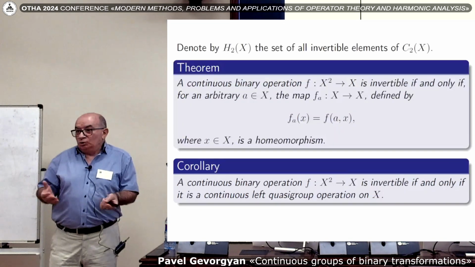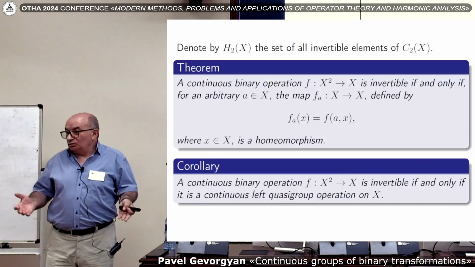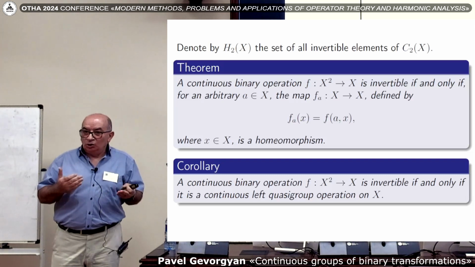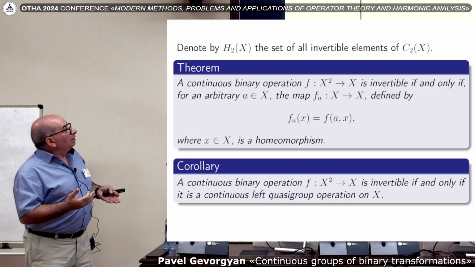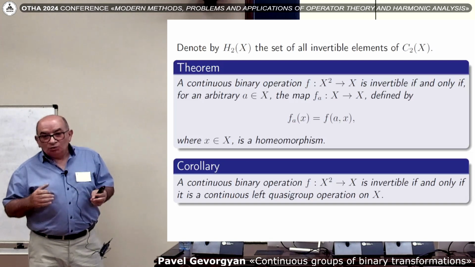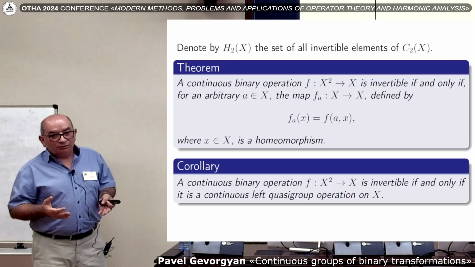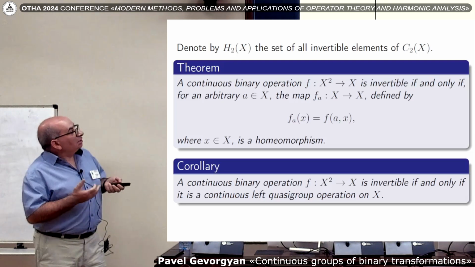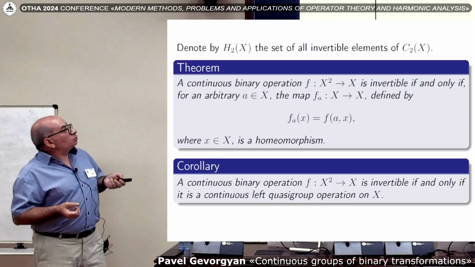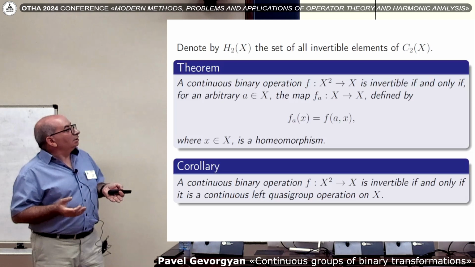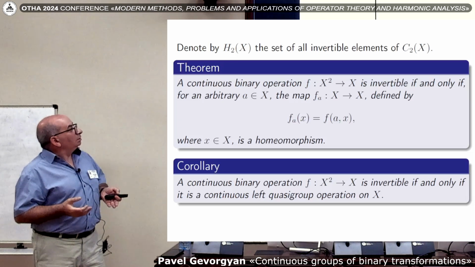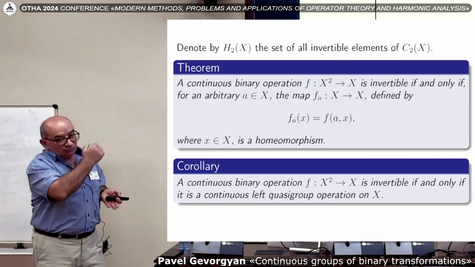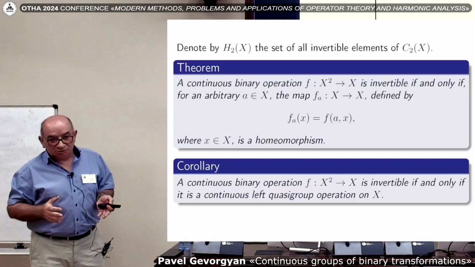Again, because we have a monoid, we can consider the set of all invertible elements of this monoid. Let's denote this set by H sub 2 of X. But it is important to know which binary operations of a topological space X are invertible, and this theorem provides an answer to this question. A continuous binary operation f from X squared to X is invertible if and only if, for any a in X, the map f sub a from X to X defined by this formula is a homeomorphism.